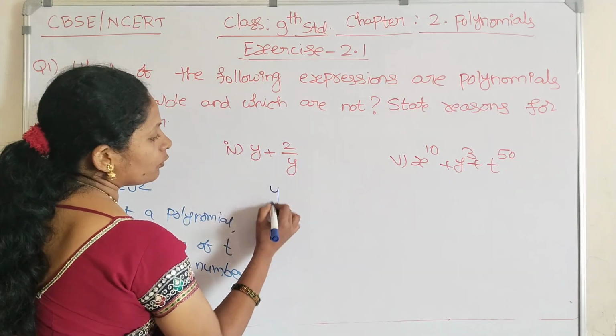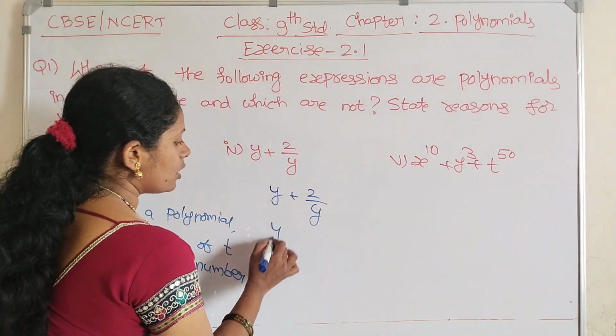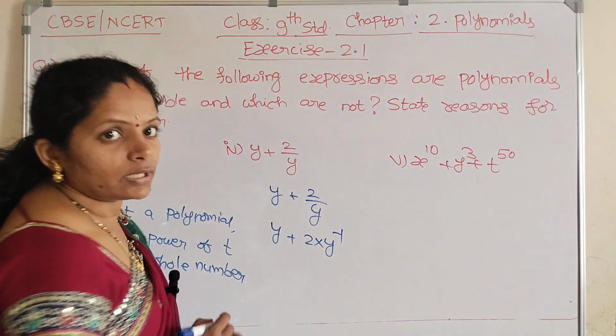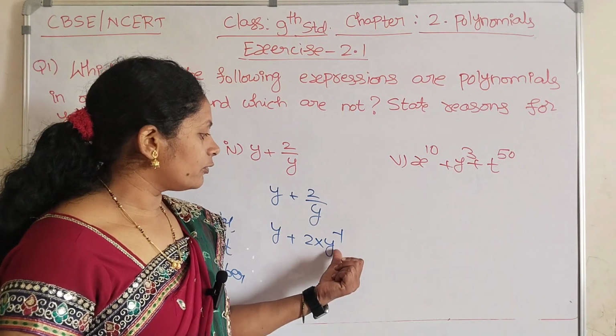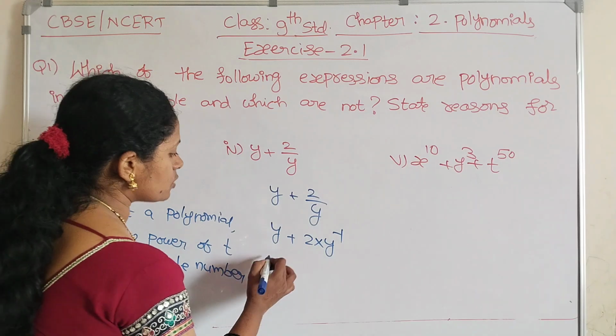Next here, y plus 2 by y is given to us. We can write this as y plus, can we write 2 into y power minus 1? Here also, the power of y is not a whole number. Means it is not a polynomial.